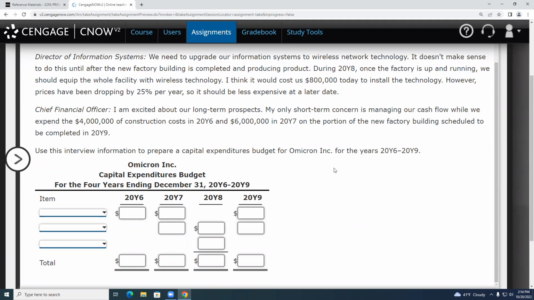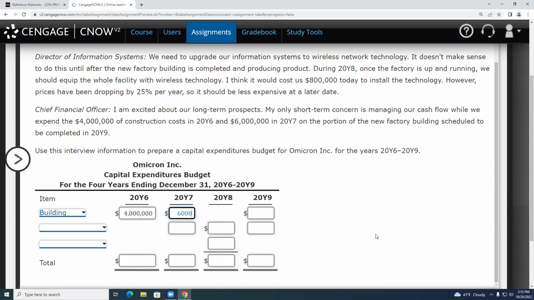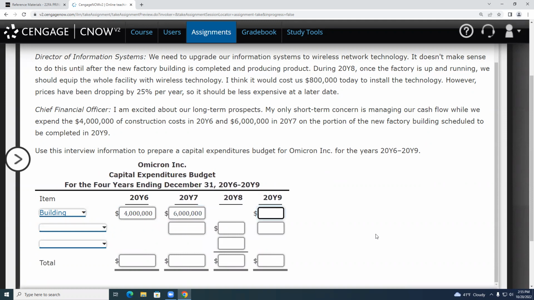Now, we just talked about that the expense for a long-term asset like this building would be spread out over the useful life of the building, which is typically about 40 years for a building. But we're doing the capital expenditures, so the actual cash flows. And the CFO told us the construction costs for the building will be $4 million in 2016 and $6 million in 2017.